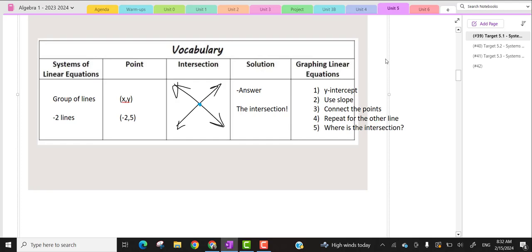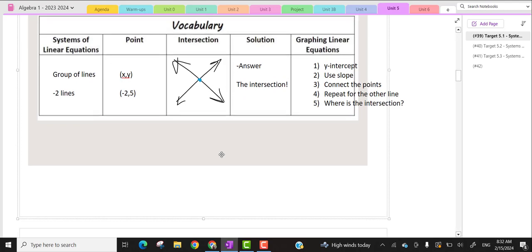So hay 5 pasos para este tema. Paso 1 se escribe y-intercept en gráfica. Paso 2 usa slope. Paso 3, conectar los puntos. Y paso 4, repite para la otra línea. Y en paso 5 es dónde están las líneas que están cruzando. Entonces, ¿dónde está la intersección?